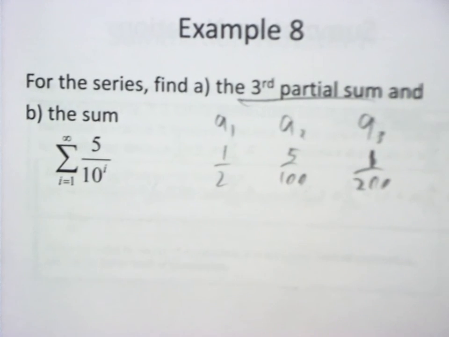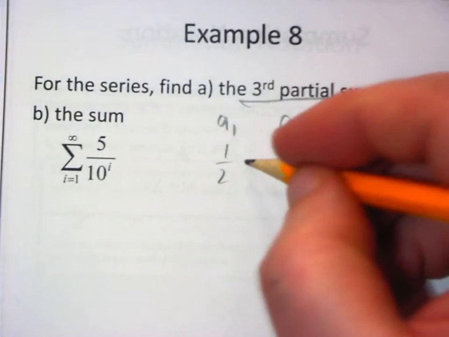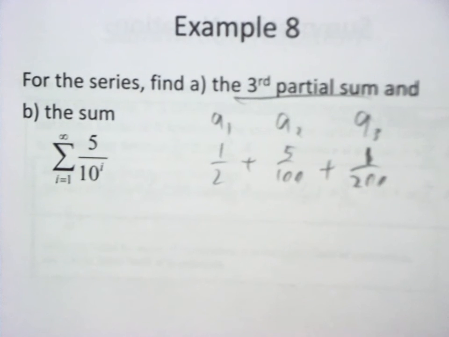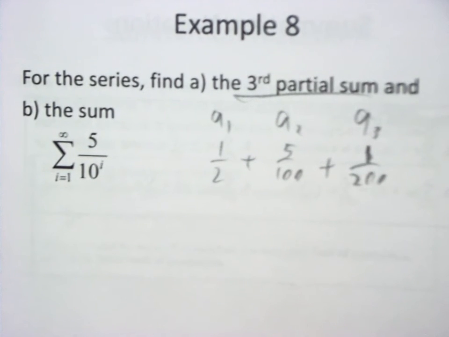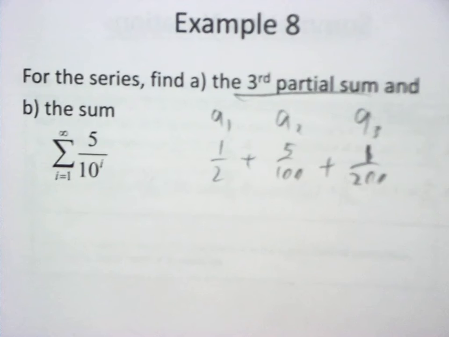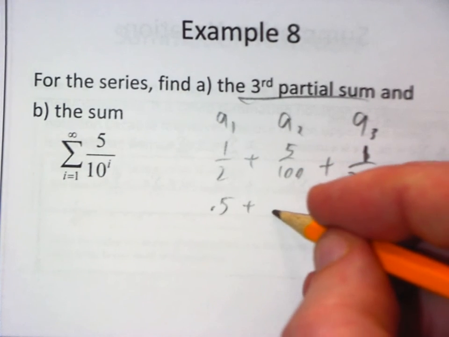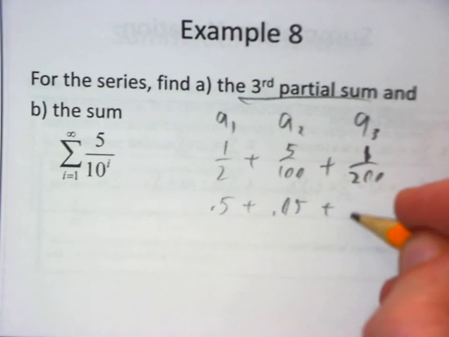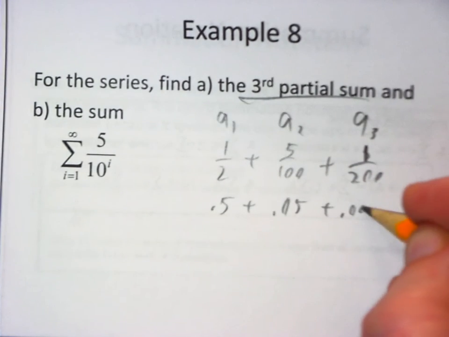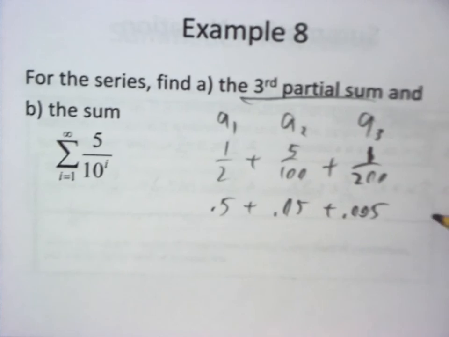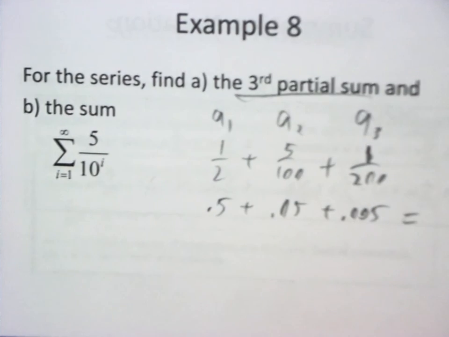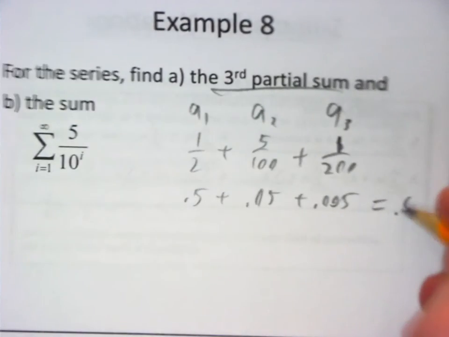Okay? Now, that can be kind of hard to see what they're adding up to, just looking at that. Sometimes it actually does help to turn them into decimals. What's a sub 1 as a decimal? 0.5. What's a sub 2? 0.05. What's a sub 3? 0.005. So your first partial sum, or the third partial sum I should say, is just 0.555.